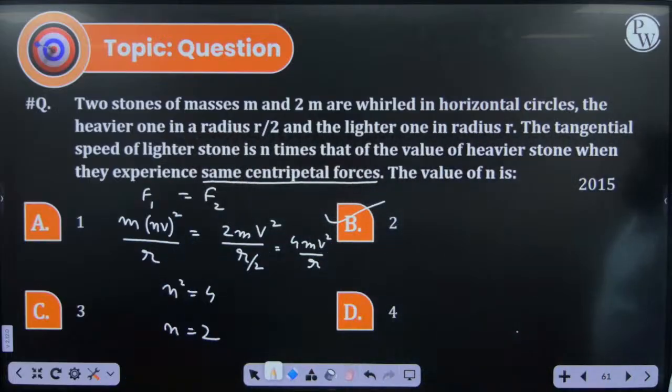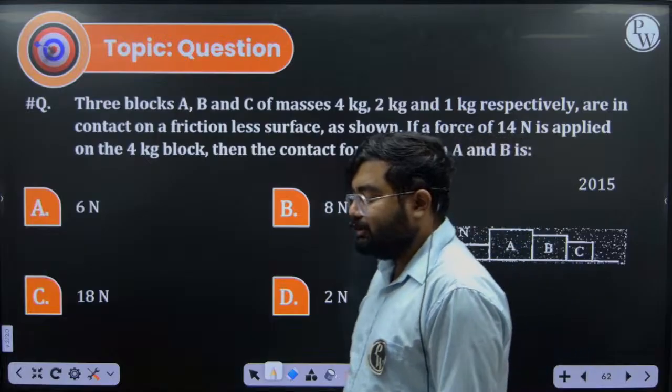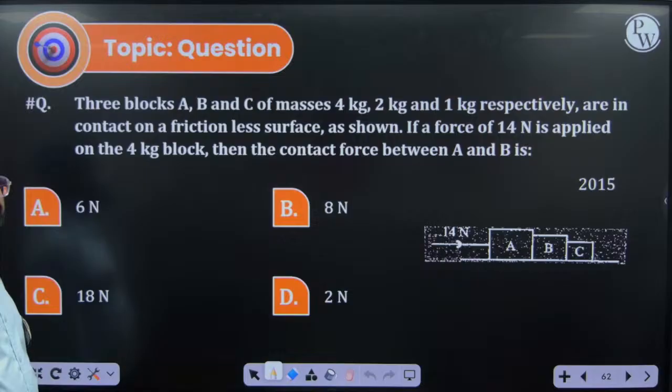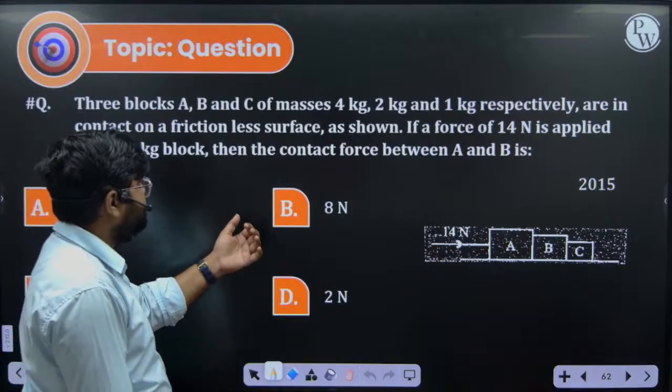2015. Very simple, 11 years ago. So we have come to the last question of this one short revision plus PYQ practice. Again in 2015. This type of question we have done.